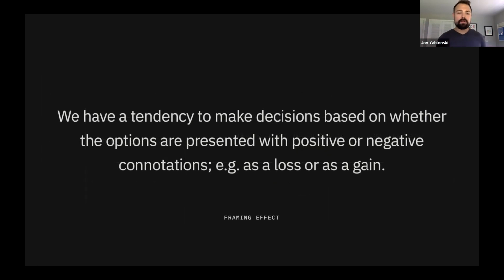And I think this study does a great job of highlighting something very interesting in human psychology, in that we have a tendency to make decisions based on whether the options are presented with positive or negative connotations, meaning if it's a loss or if it's a gain. The choice of participants in this study really highlighted this. And in psychology, this is known as the framing effect. And really, it affects all aspects of the design process, from interpreting research findings to even selecting design alternatives.